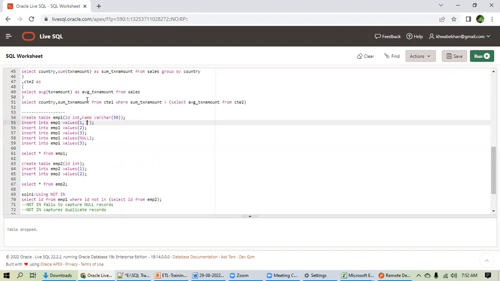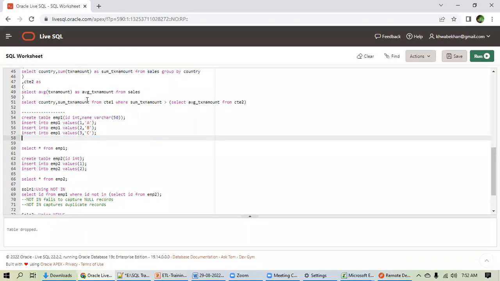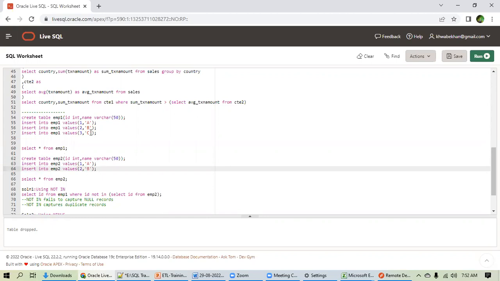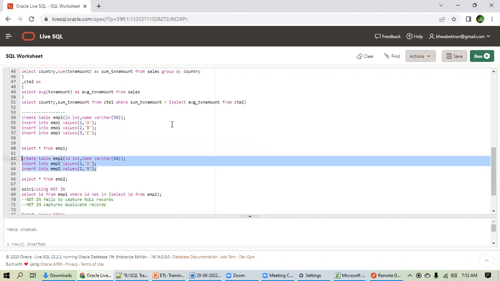Some names: A, B, C. Let me remove this. Here again, I have one more column, name, varchar 50. A, B. Now this is the employee 1 table. Now this is the employee 2 table. Okay.